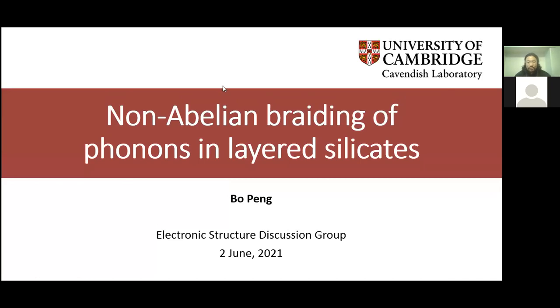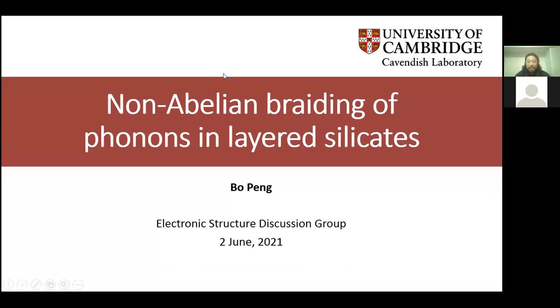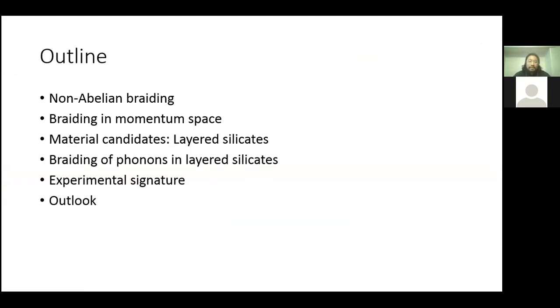Okay, thanks for coming to my talk. I'll talk about non-abelian braiding of phonons in layer silicates. I'll first start from some basic concepts of non-abelian braiding and how we extend this idea into the braiding of momentum space. In particular, we show a material family, layer silicates, which is earth-abundant in clays and soils, and they're literally everywhere. We show the phonons of this material can realize this non-abelian braiding. And the last thing is we show that we can use Raman spectrum as an experimental signature to detect this non-abelian process.